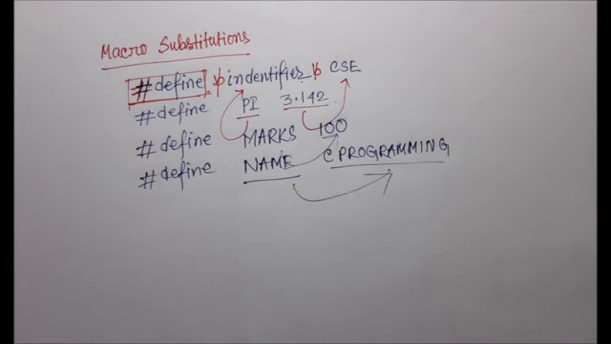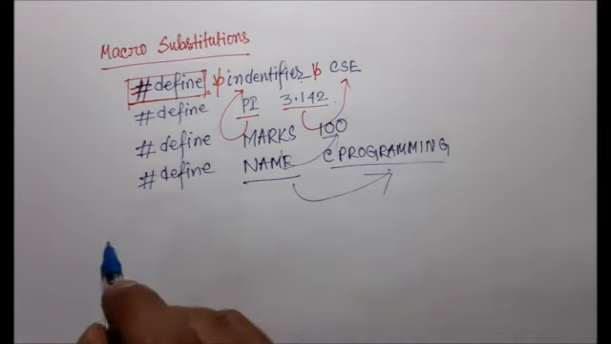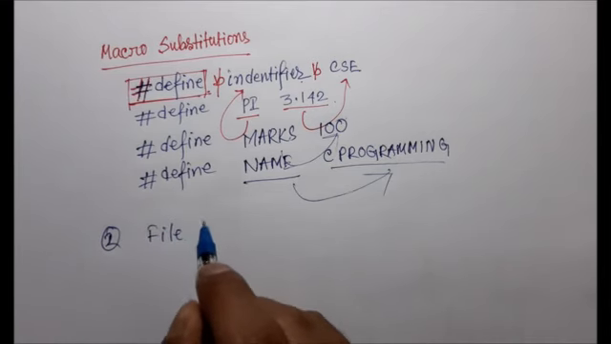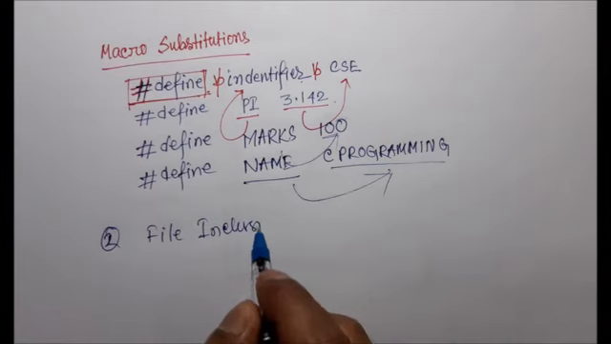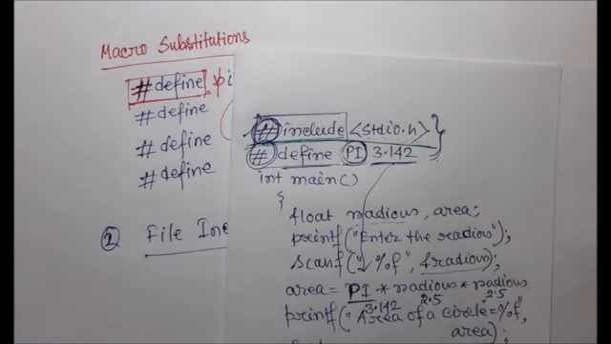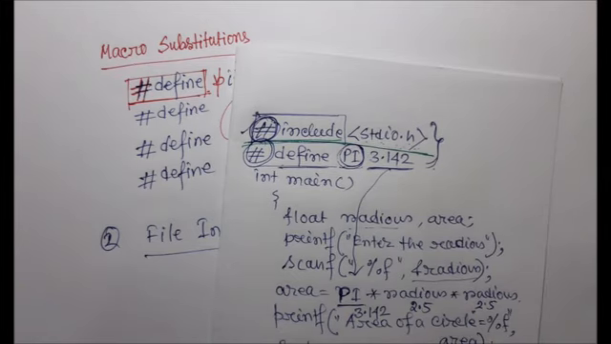The second one is file inclusion. You already know that in my program I have used #include stdio.h. I mentioned earlier that it is a process of inserting an external file containing functions or macro definitions into the C program. This avoids rewriting those functions or macro definitions.